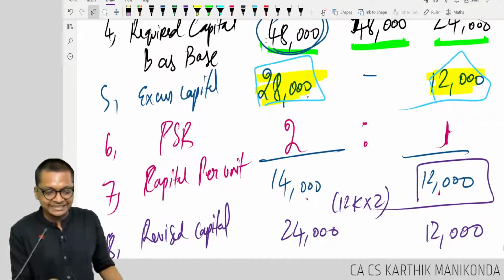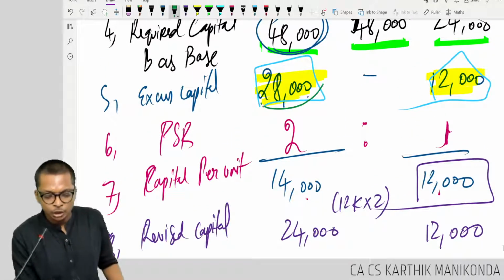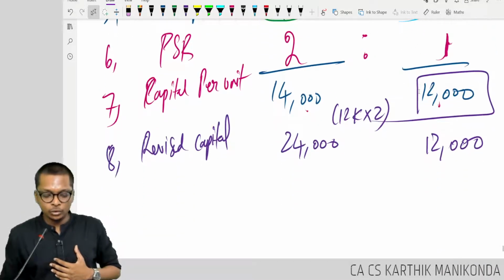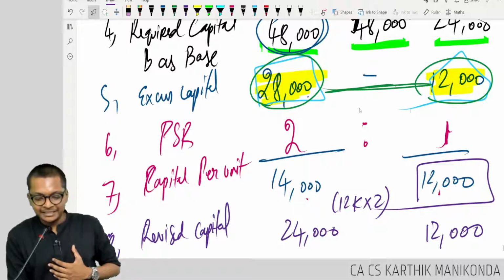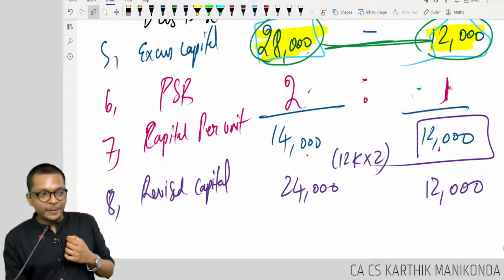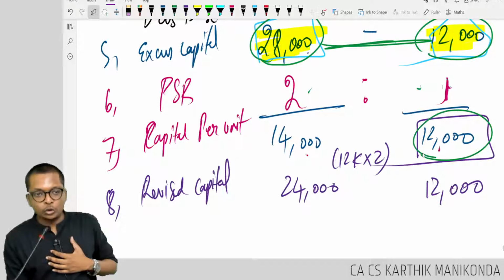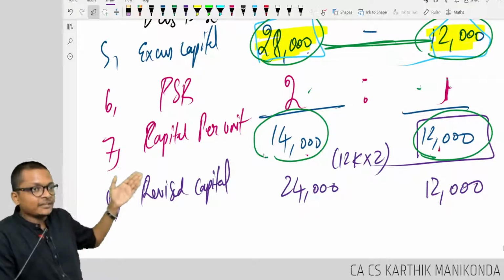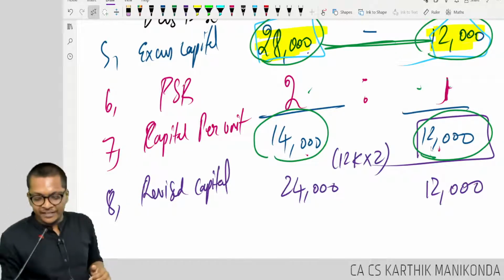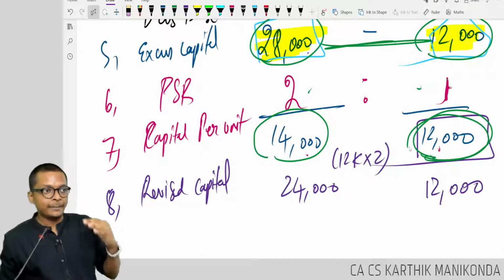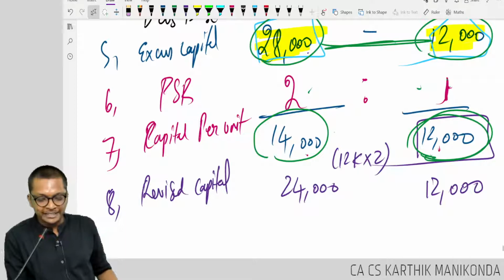What is the excess capital of A and C? 28,000 and 12,000. Now, what ratio is this? It's not 2:1. So we found out for every 1 rupee of profit of excess capital, C gave 12,000, A gave 14,000. I am still a fool. I shouldn't have given 14,000. It would have been sufficient if I gave only 12,000. At least I could have compared my foolishness with C. I am now a bigger fool by 2,000 rupees because I gave 2,000 extra.